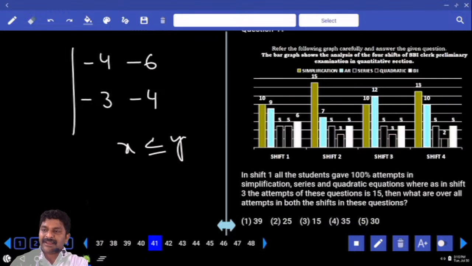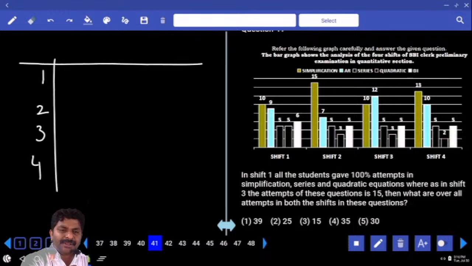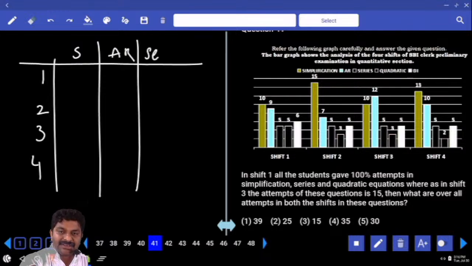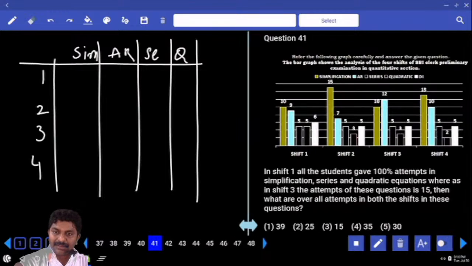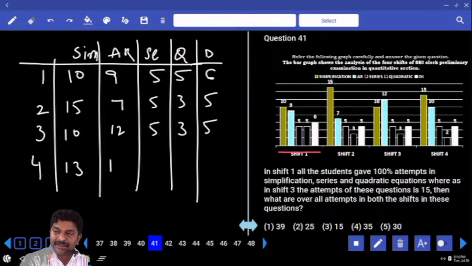The bar graph shows the analysis of 4 shifts of the SBI Clerk Prelims exam in the quantitative section. Now we have shifts 1, 2, 3, 4. Let's first prepare the table, it will be simple then. Simplification, arithmetic, series, quadratic, and then DI, in the same order. Write the numbers: 10, 9, 5, 5, 6, 15, 7, 5, 3, 5, 10, 12, 5, 3, 5, 13, 10, 5, 2, 5.